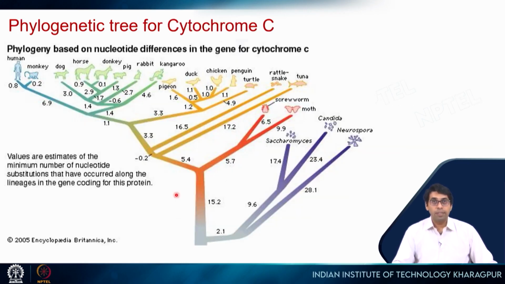So, a phylogenetic tree will look something like this. This tree has been constructed using a particular protein called cytochrome C. We have already seen cytochrome C in photosynthesis and respiration, right. The way the tree looks is that this is the ancestor, and at different points of time, this branching happened, right.